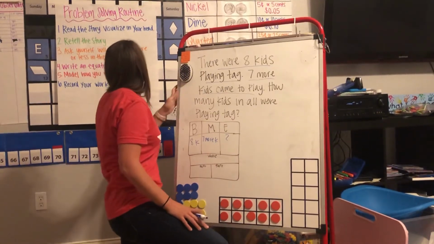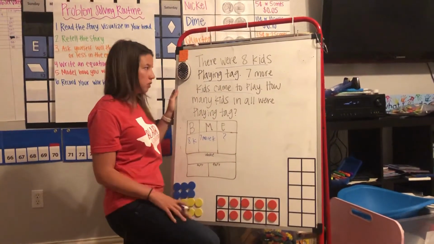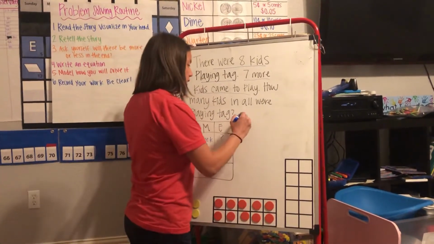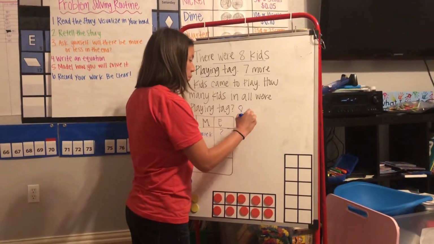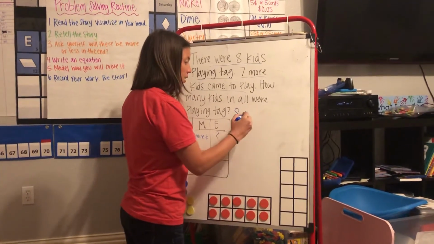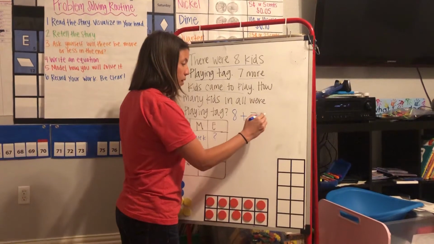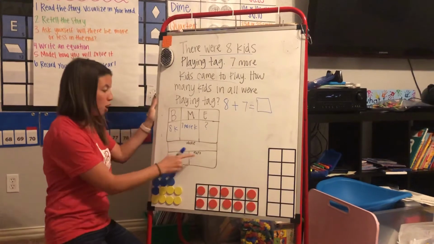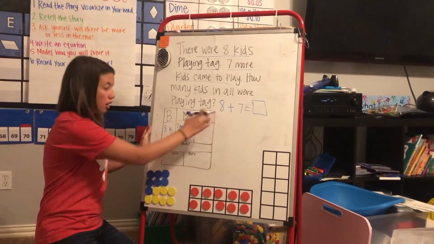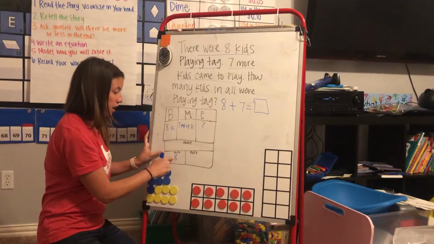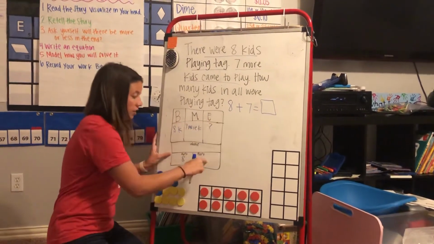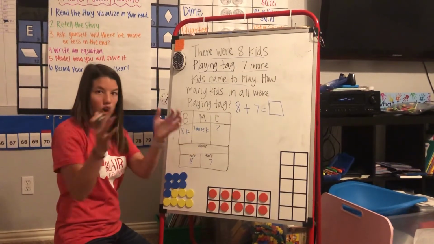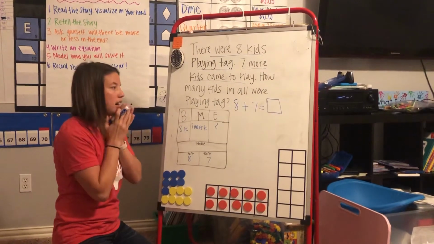Step number 4 says write an equation. So let's write our equation for this. Okay, so there were 8 kids playing at the park. And then we know we're going to add because we're going to have more at the end. 7 more came. That equals, we don't know yet. Let's fill out our part whole map. So we know part are the 8 kids that were there in the beginning. The other part are the 7 kids that came. And the whole is what we're trying to figure out. How many were there all together at the park playing tag?